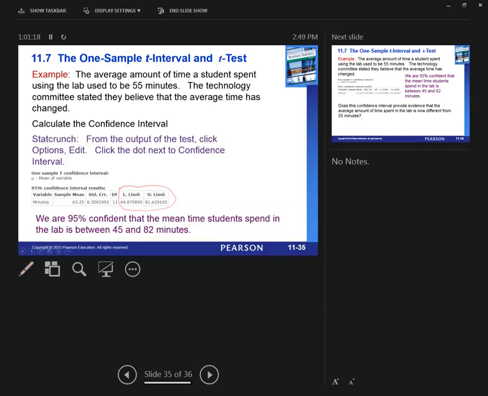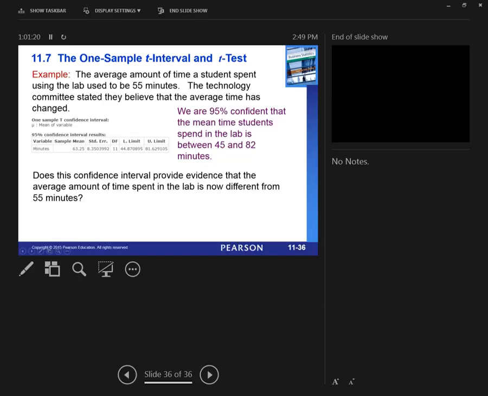Now I know you already figured it out, but we said 95% confident the mean time in the lab is between 45 minutes and 82 minutes. From that confidence interval, can I tell if there's enough evidence to say that the mean is not 55 minutes? So think about that. Let me give you a few seconds to think about that. So does that interval tell you the mean is not 55 minutes? Okay, and the answer is no.